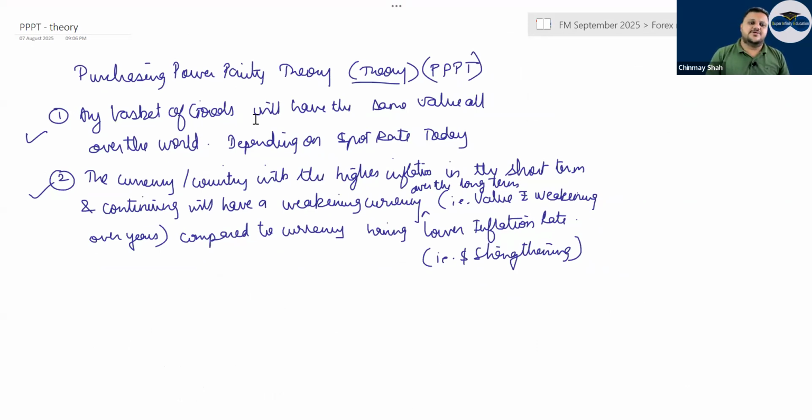Correct? And the country or currency with the higher inflation rate in the short term will have a weakening currency over the long term compared to the currency having the lower inflation rate. Correct? So where inflation is higher, that currency will devalue over time against the currency which has lower inflation. This has been asked in a lot of MCQs.